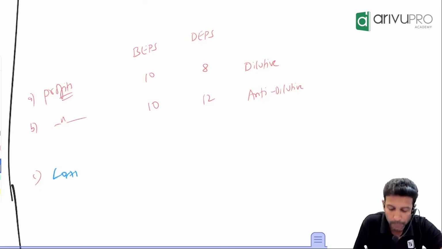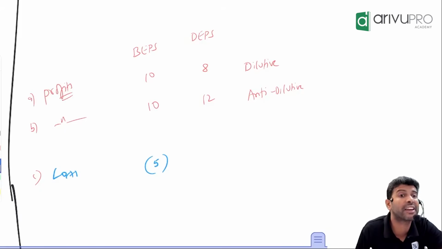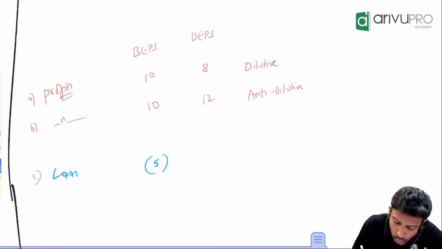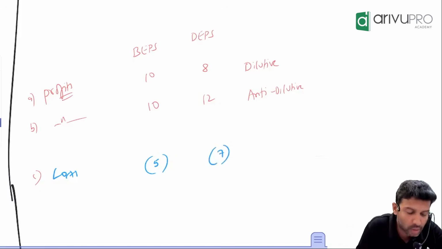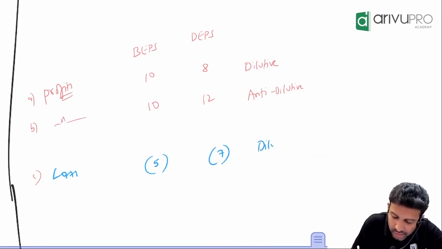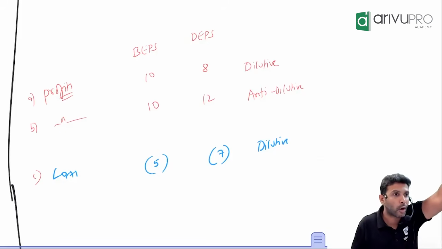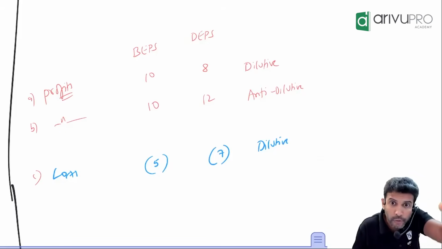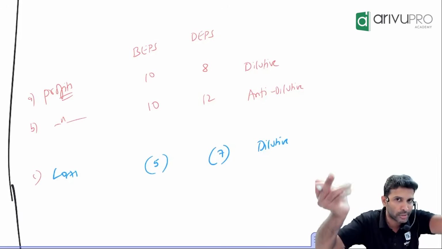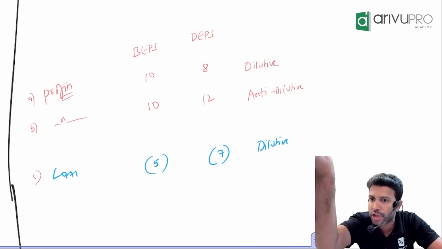Suppose you are working the same from what side? Loss side. Suppose basic EPS is negative 5. Diluted EPS is negative 7. Then what is it? It is dilutive. Sir, dilutive means profit should reduce, loss should increase. Dilutive means profit should reduce, loss should increase.